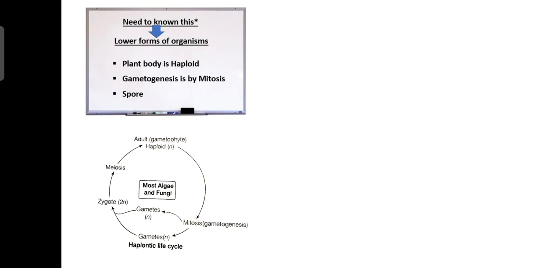After the gametes are produced, the gametes fuse, resulting in the formation of a zygote. This zygote is diploid in nature. This zygote undergoes meiotic cell division to produce a haploid plant body.